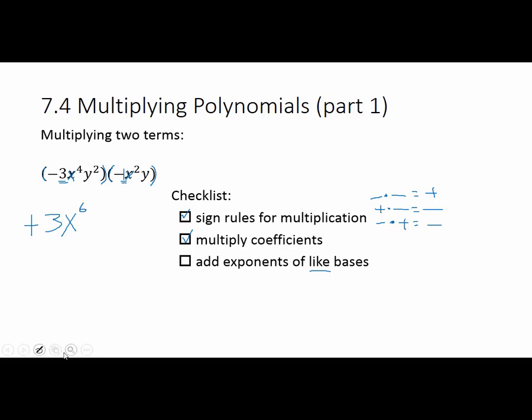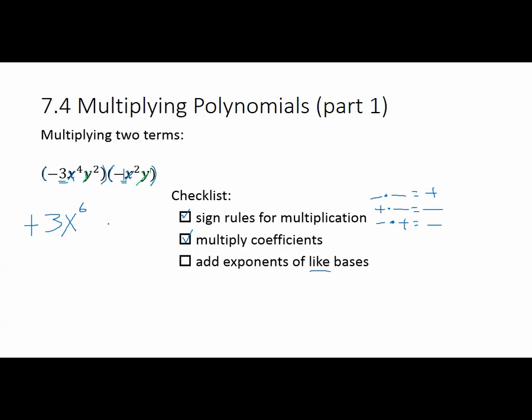Now I've got another pair of bases here to deal with, the y's. I've got y to the second power, and y here doesn't have an exponent. If I don't see an exponent, I just put a 1 there. So that's y to the first power. So go ahead and think through, what do you think I'm going to write next here?